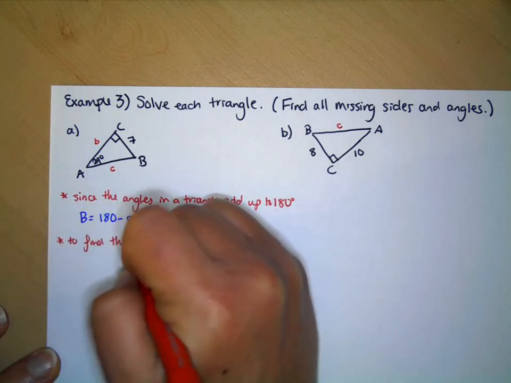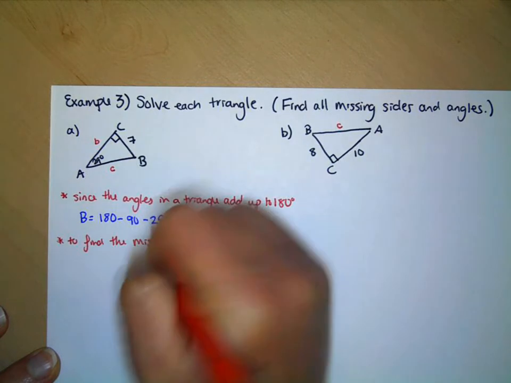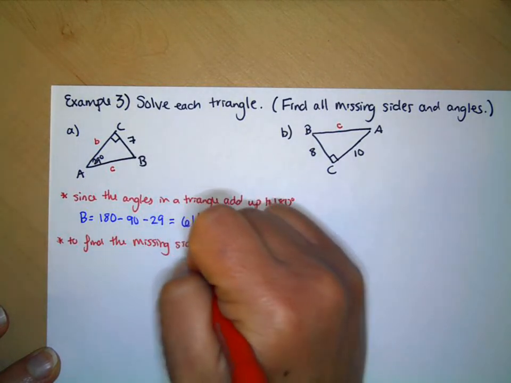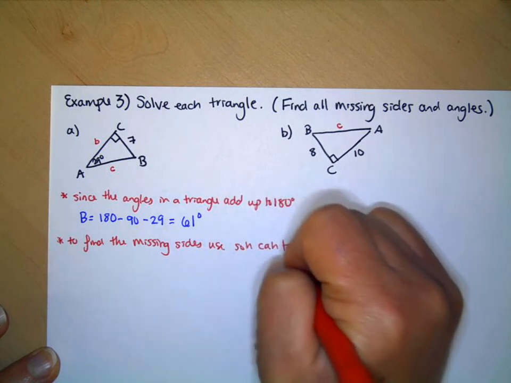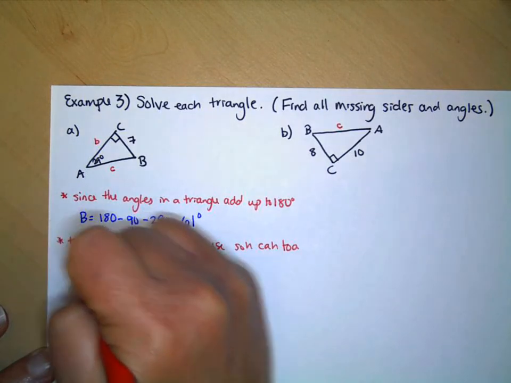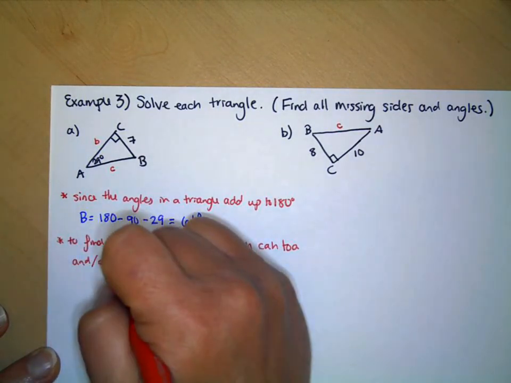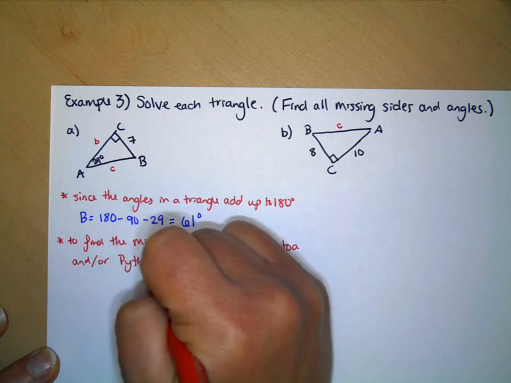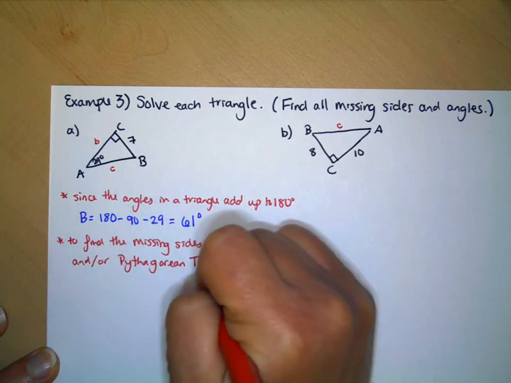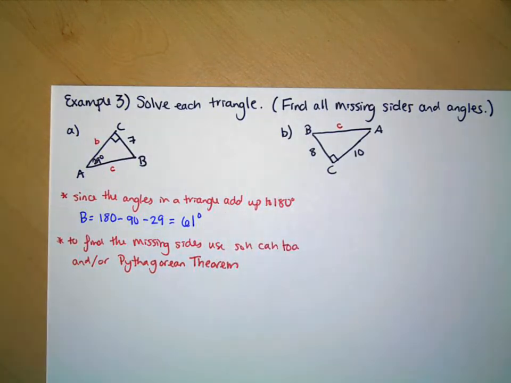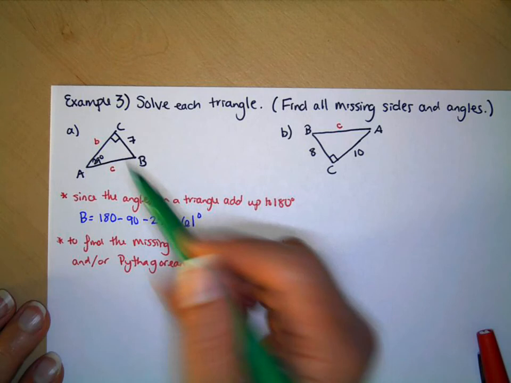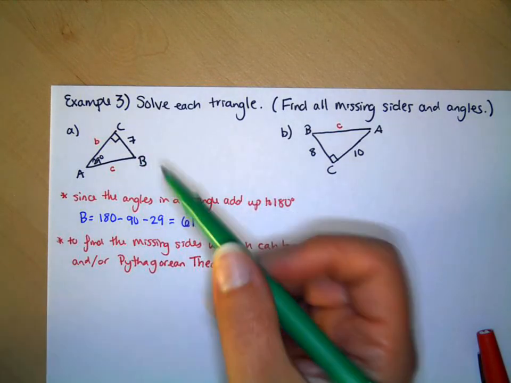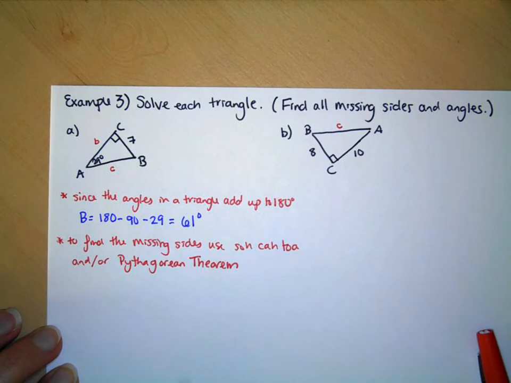To find the missing sides, we're going to use SOHCAHTOA and/or your Pythagorean theorem. In this case, I can't use the Pythagorean theorem yet because I only know one of the sides. I would need to know two of the sides in order to use the Pythagorean theorem. So we are going to have to use SOHCAHTOA.